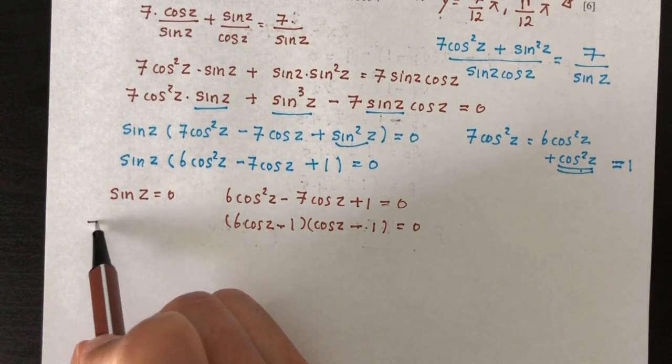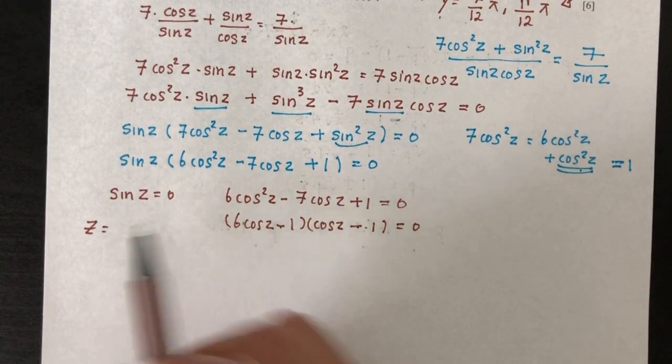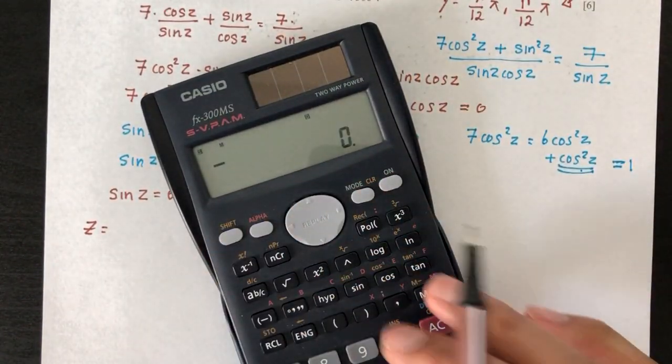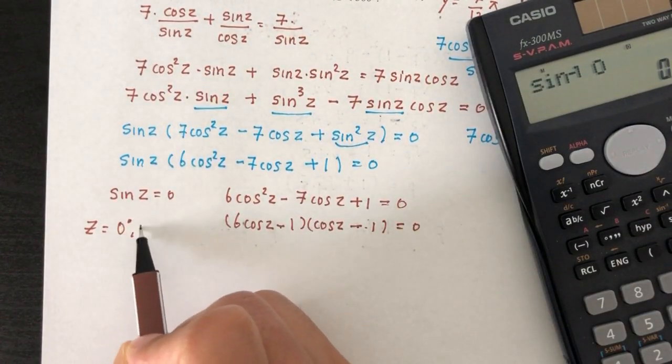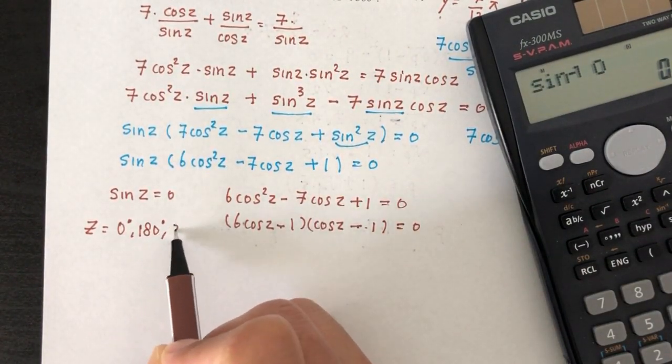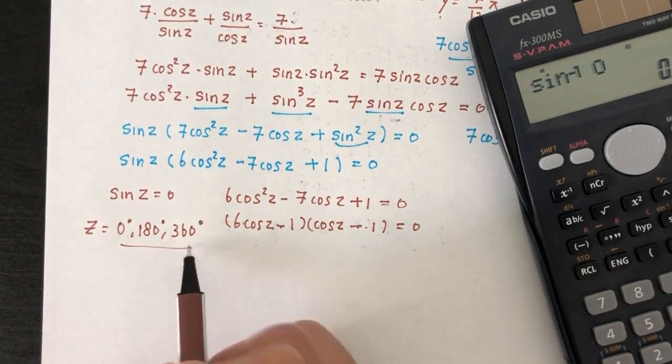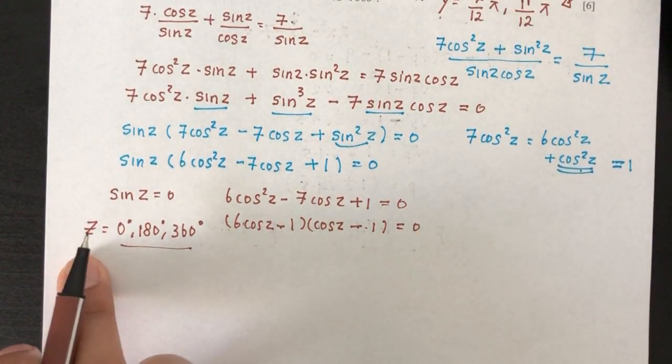So for this first value, since sine is 0, sine inverse of 0 will be 0 degrees. That could also be 180 and 360 for your answers. Okay, that is one of the possible answers.